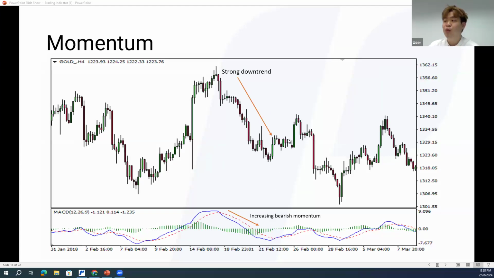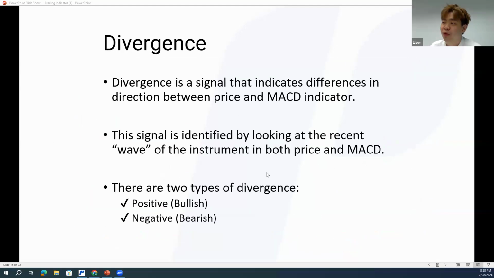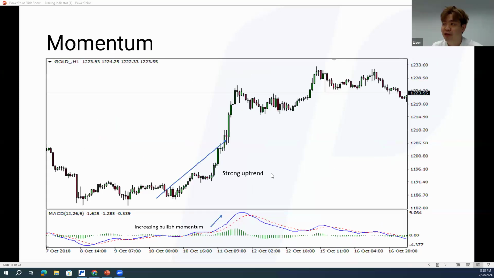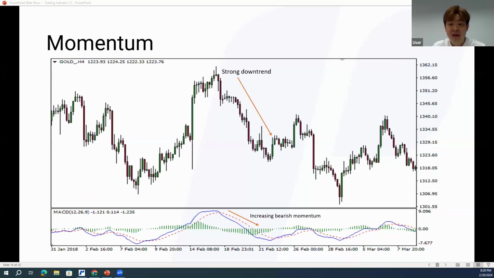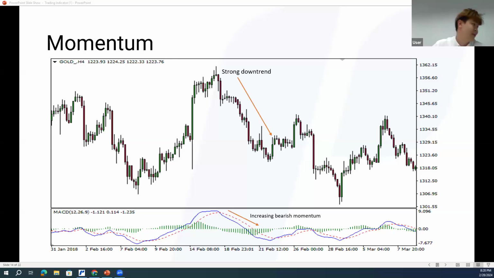But normally, when you want to use the MACD, it's better or advisable for you to consider the divergence. I will teach you the divergence later. But before we touch on the divergence, we will touch on the simple things first. So another example is here.